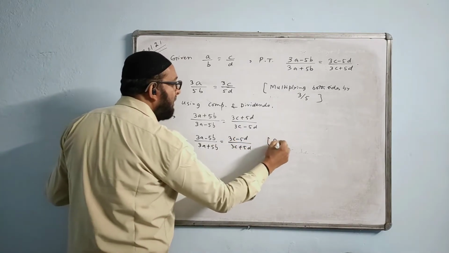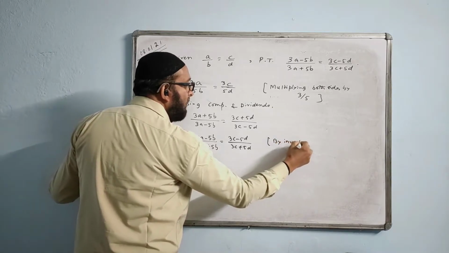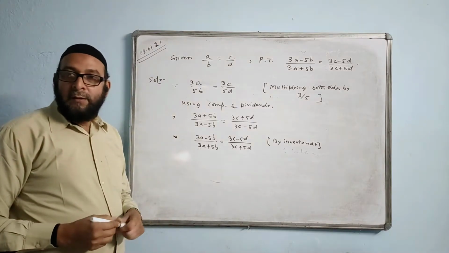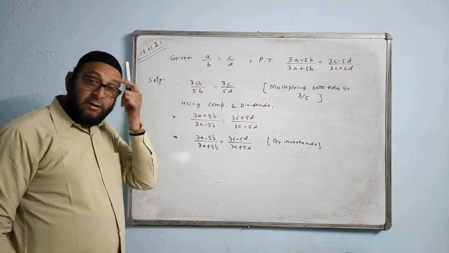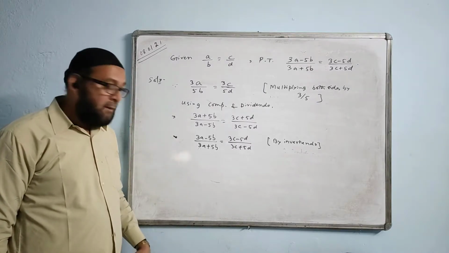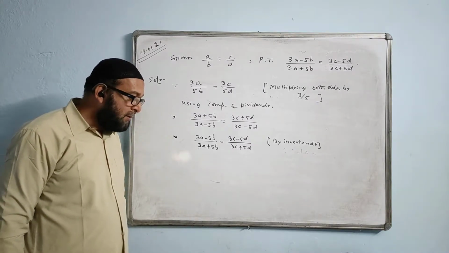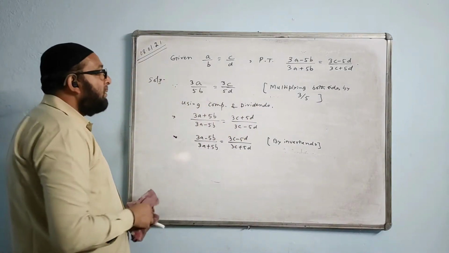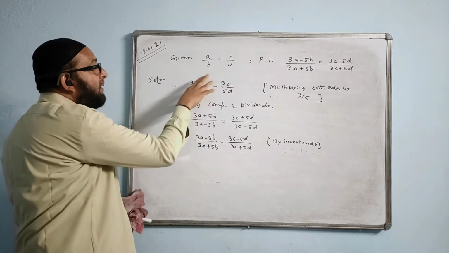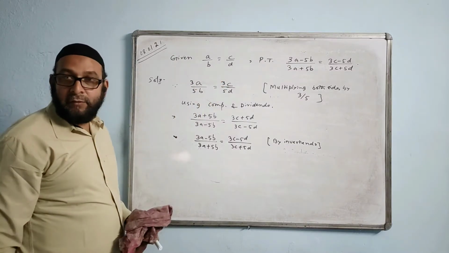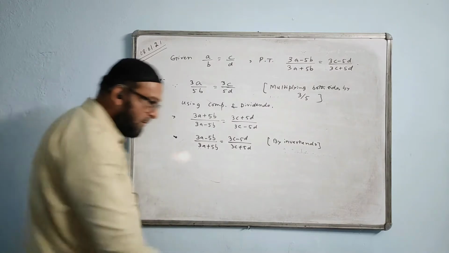Here make a note: by invertendo. We are using the property of invertendo, reciprocating both the sides. That's it. Understood? Yes. This was given. I will multiply both the sides by the same number here also and here also. Then I will apply componendo dividendo. Okay.